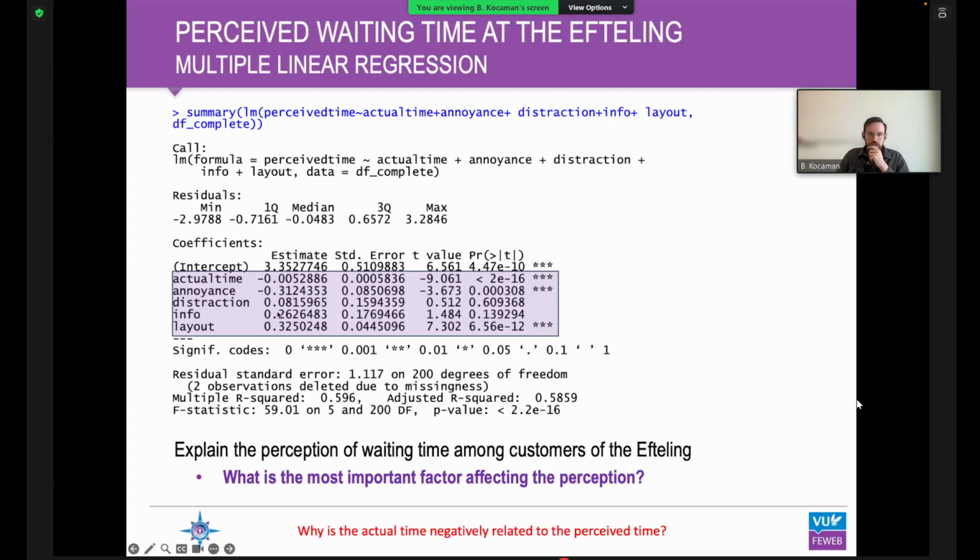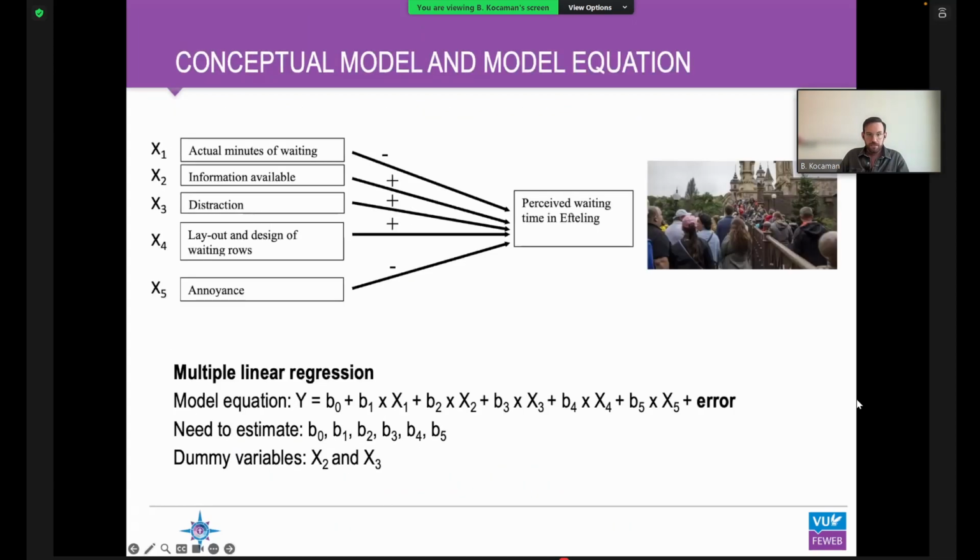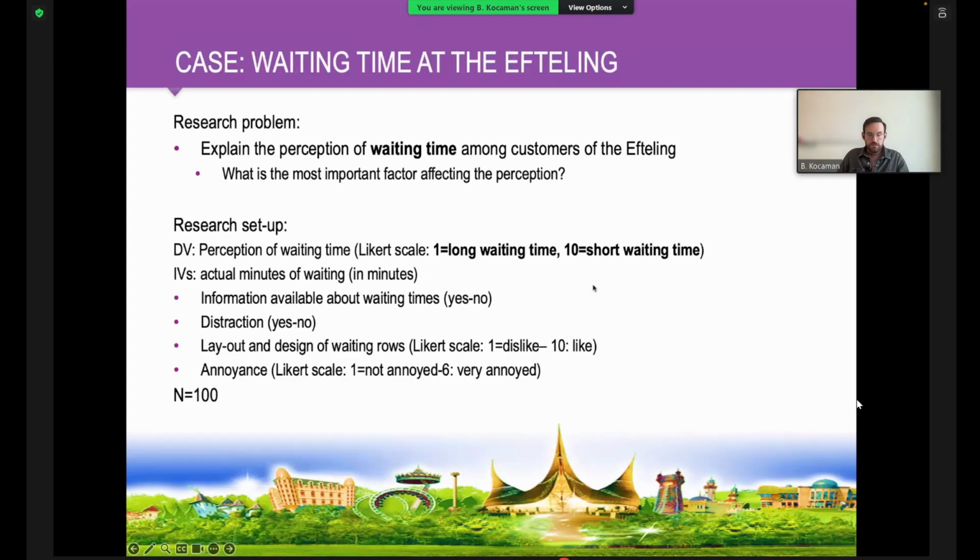But the issue is that, first of all, some of these are dummy variables. Second, the measurements are on different scales, right? Like you have 1 to 10, dislike and like, and 1 to 6. So a 1 unit increase in annoyance versus layout, for instance, does not actually mean the same distance difference in people's ratings.